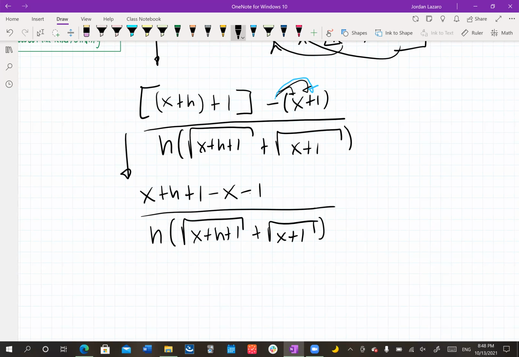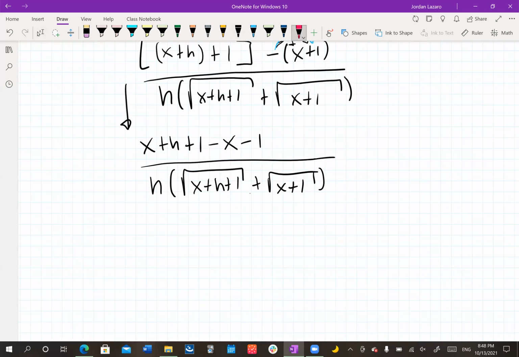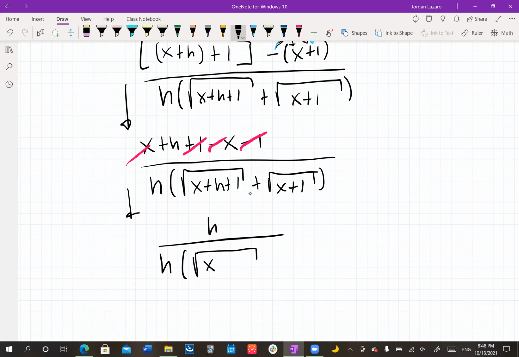Like I said, the negative signs are always what throws people off, but if you can overcome that, you'll do just fine in 99% of difference quotient problems. But anyways, proceeding. Positive 1, negative 1. 1 minus 1, 0, so this cancels out. Then we have positive x minus x, so x minus x, 0. Bring this down. So we're left with h over h times the quantity square root of x plus h plus 1 plus square root quantity of x plus 1.